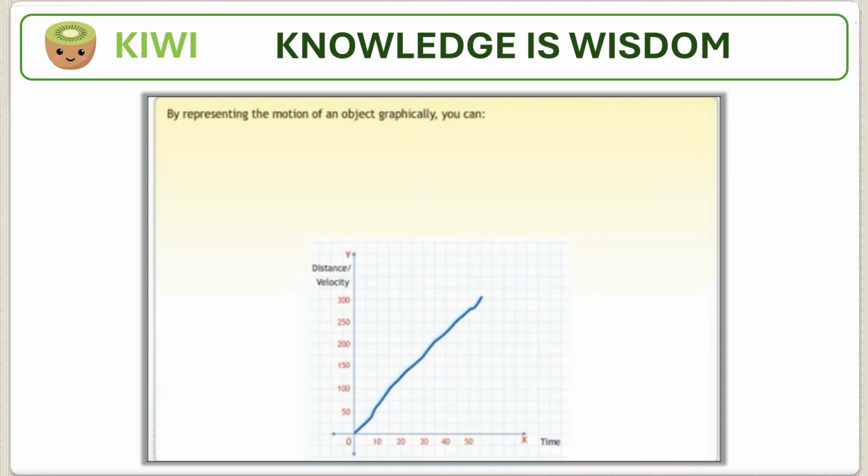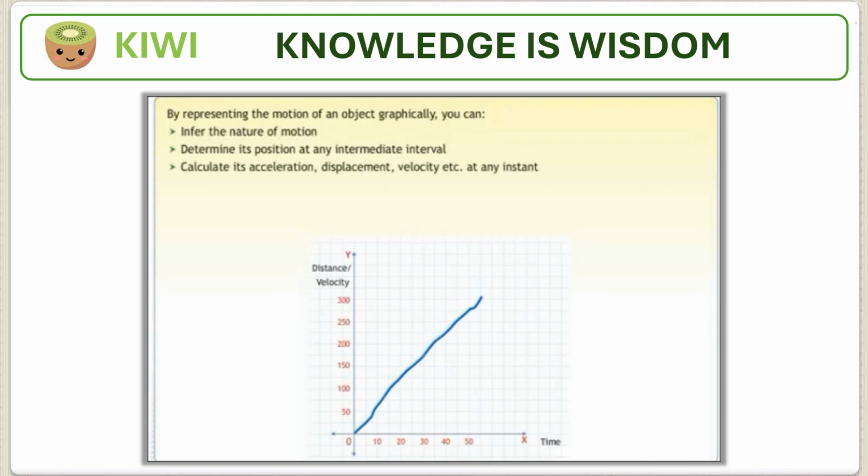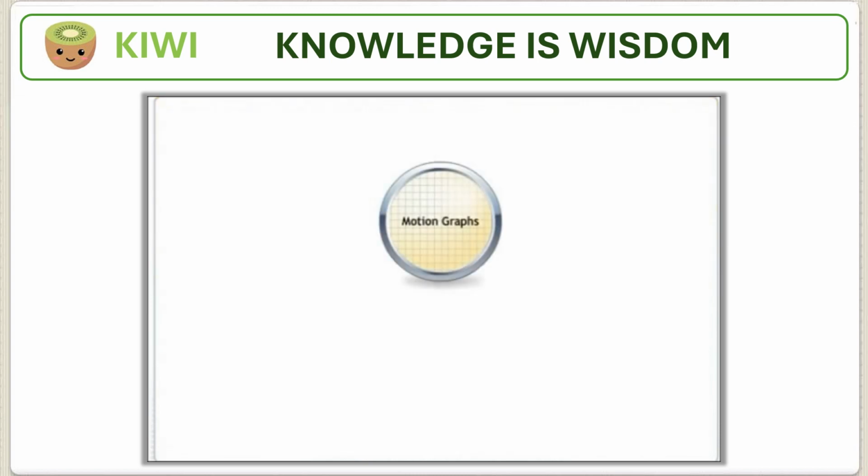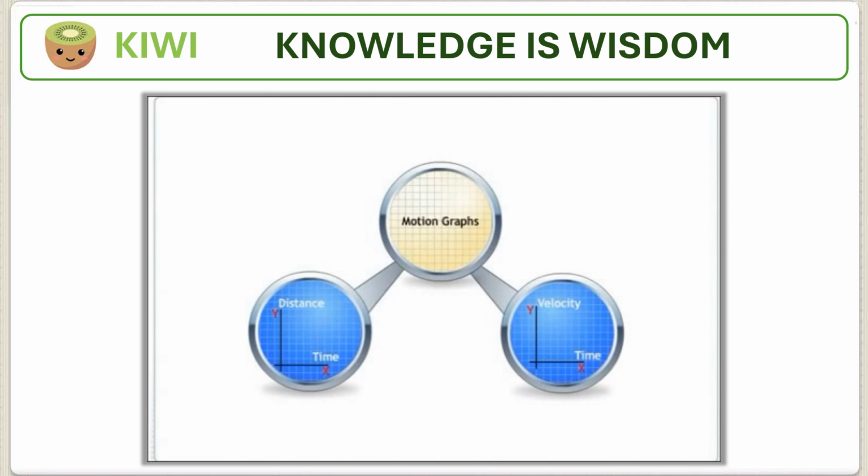By representing the motion of an object graphically, you can infer the nature of motion, determine its position at any interval, calculate its acceleration, displacement, velocity, etc. at any instant, and derive equations of motion. Two of the most commonly used motion graphs are the distance-time graph and the velocity-time graph.